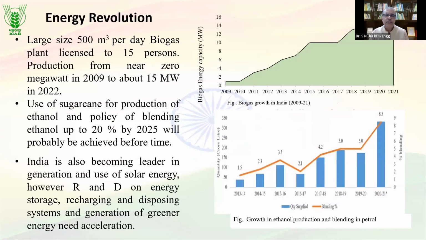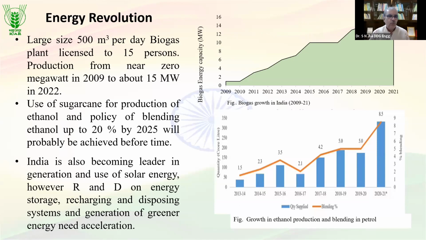Then energy revolutions, you may be knowing energy is very important nowadays. Energy and food and their supply chain. Large size 500 cubic meter per day biogas plants were designed and licensed by our institute, and 15 persons were given the license. Production from near 0 megawatt in 2009 to 15 megawatt in 2022, we have achieved. And use of sugarcane for production of ethanol. You know Gadkari Sahab, our honorable minister, how much behind this. And 20% blending of this is the target by 2025.